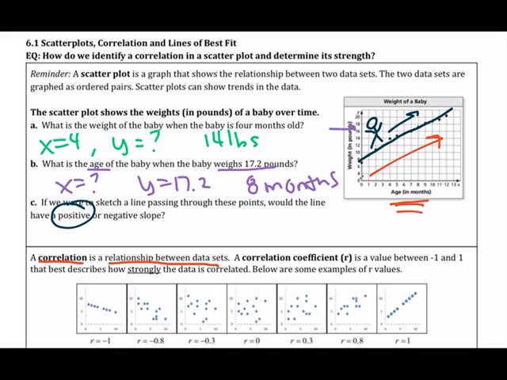The way that we have defined correlation in statistics is using the variable r and something called a correlation coefficient. And a correlation coefficient is a number between -1 and 1 that describes how strongly correlated a data set is. So let's look at some examples of R values.